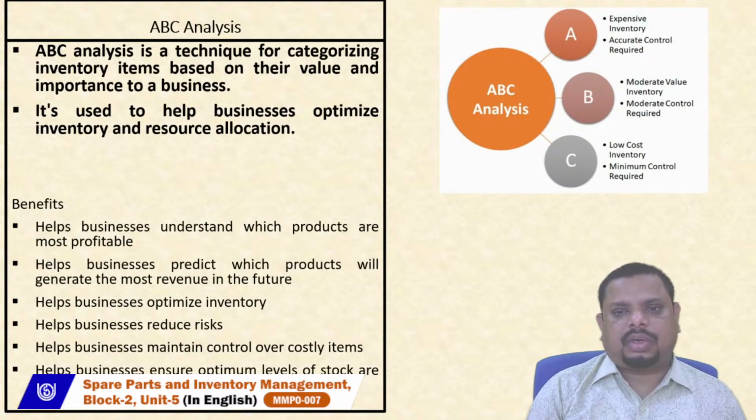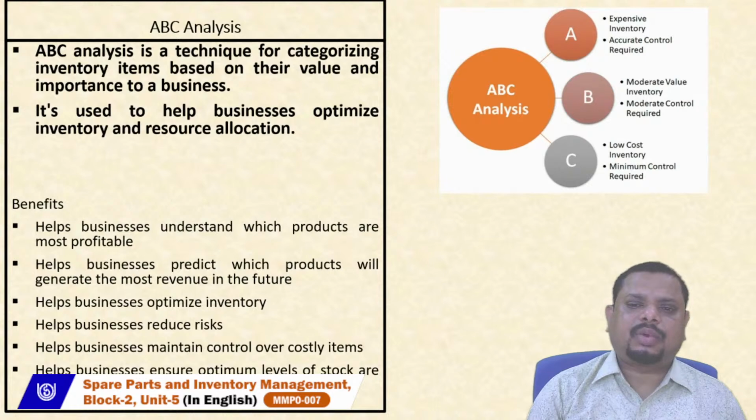If you observe the ABC classifications, under A items, we have expensive inventories and accurate control required. Similarly, B items are moderate value inventories and moderate control required. In case of C, these are low cost inventories, that means minimum control required.